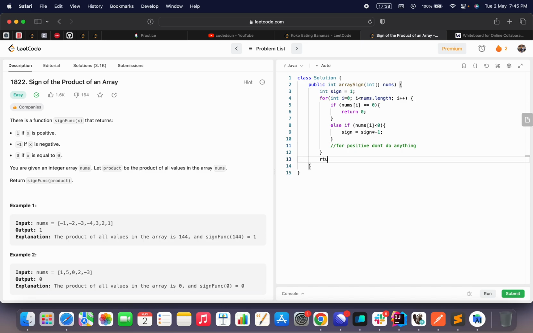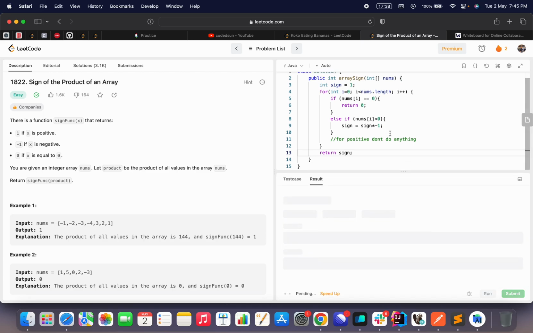Now just return sign. Now I am running this. Okay, so this is accepted. Let's just submit it quickly. Okay, this is working fine.